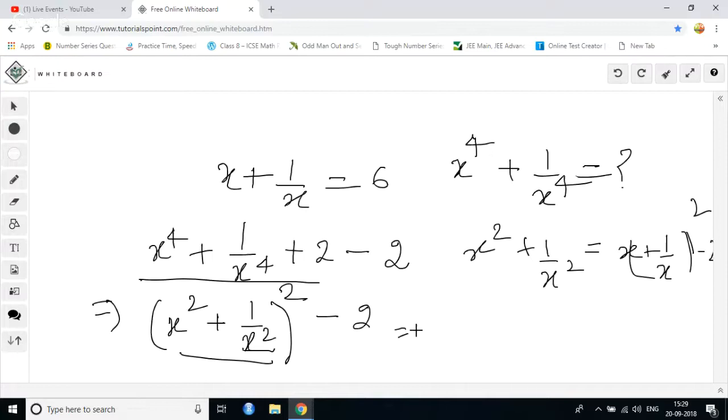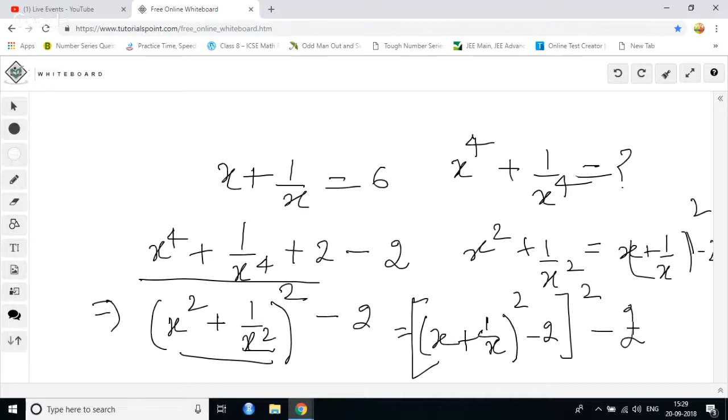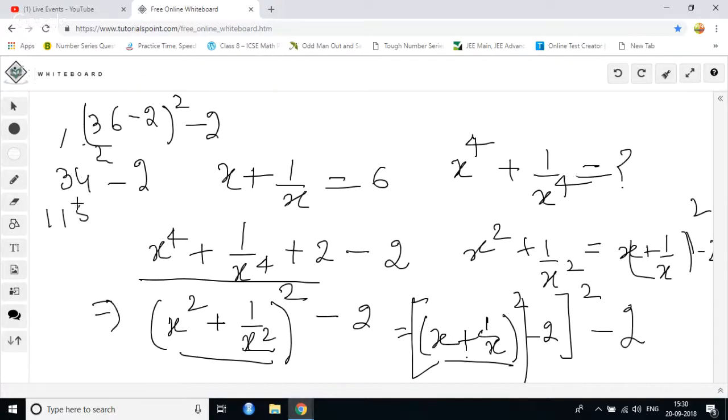So this I am replacing with x plus 1 by x whole square minus 2, and this whole square is there, and then I'm writing minus 2. This value has been given as 6. So this can be written as 6 square, which is 36. 36 minus 2 whole square minus 2. So how much is that? 34 square minus 2. So that is 1156 minus 2. How much would it be? 1154. So that's how you have to solve this question.